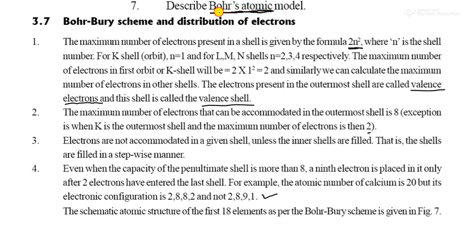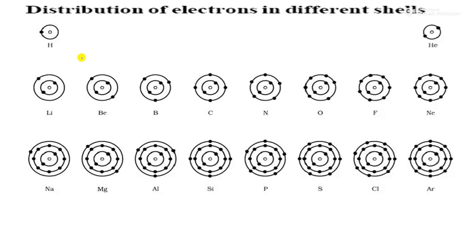It is given on the basis of the Bohr atomic model. These are the structures. This is hydrogen, and it has atomic number 1, so only one electron is moving. Helium has 2, so 2 electrons are moving in the first orbit. Lithium is 3, so there are 3 electrons: 2 in the first orbit and 1 in the second. Beryllium is 4, so it has 4 electrons: 2 and 2.